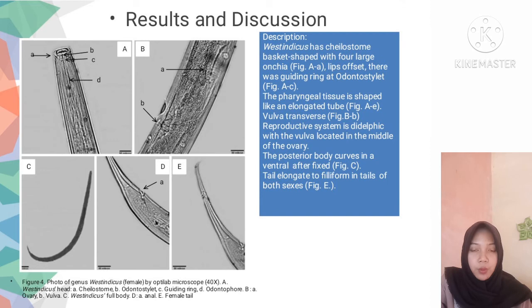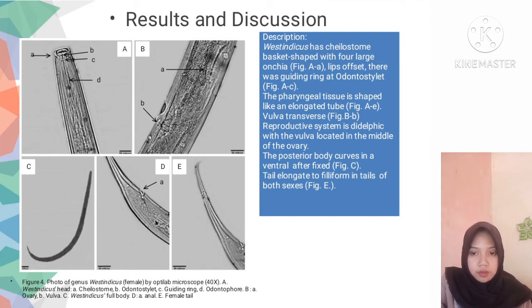The offset lips have a lip width of about 22.96 to 25.77 micron and a length of 8.56 to 10.96 micron. Broad stoma with four-legged onychia clinging to the odontostyle. The stylet's length ranges from 20.94 to 26.38 micron. The wall of the stoma has small denticles, with a double guiding ring from the anterior end. The odontophore is shaped like a root.